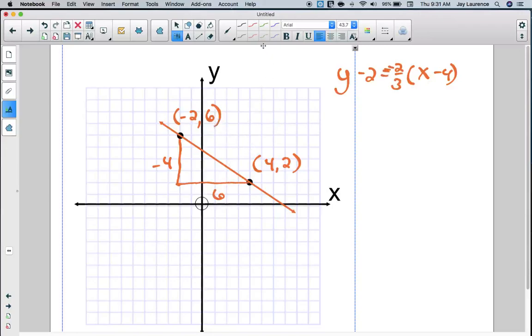There it is. If you had counted this way, you would have got positive 4.